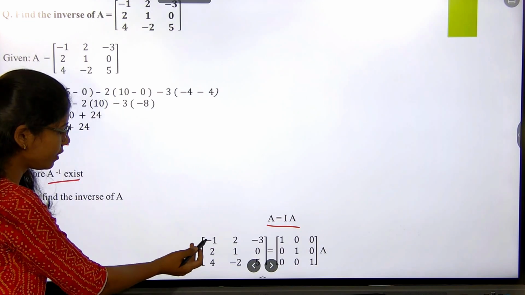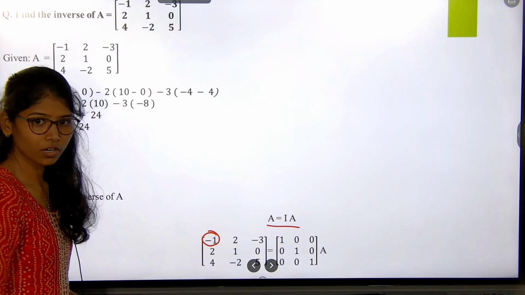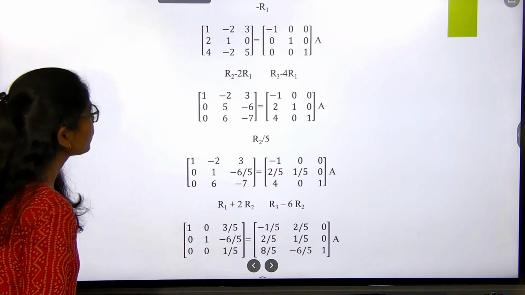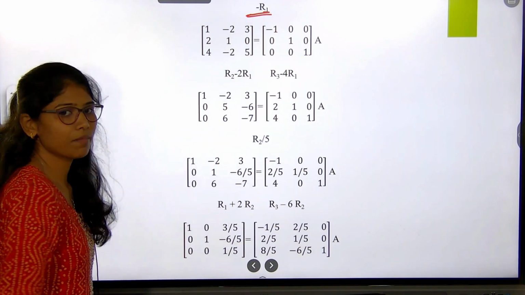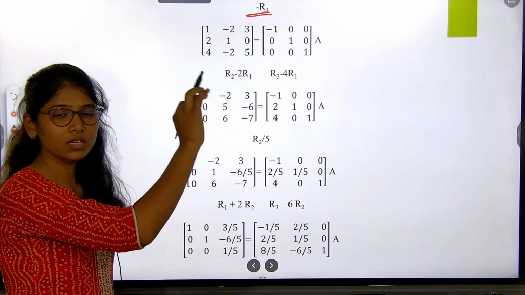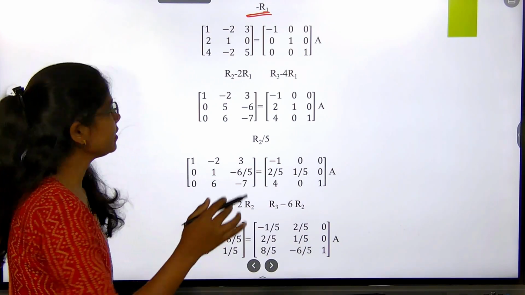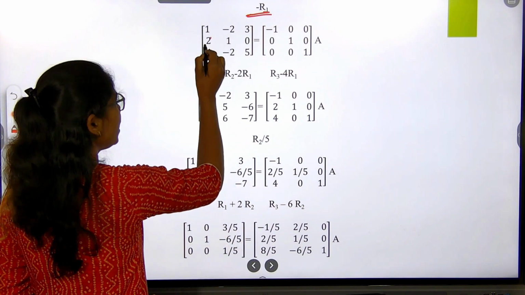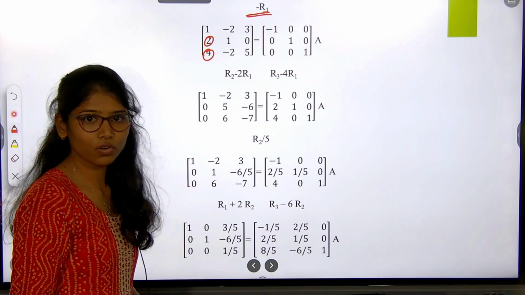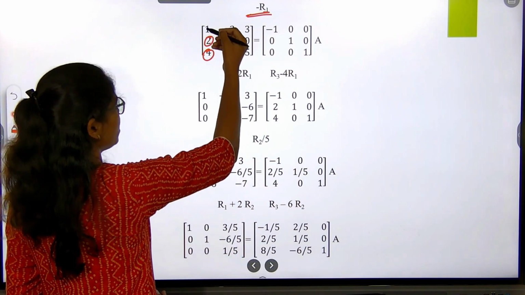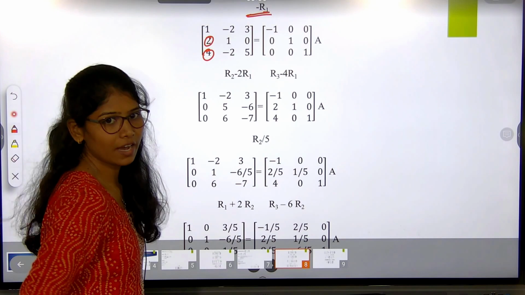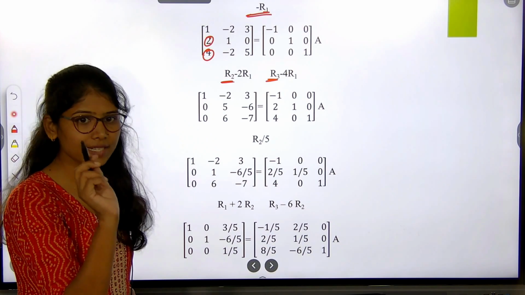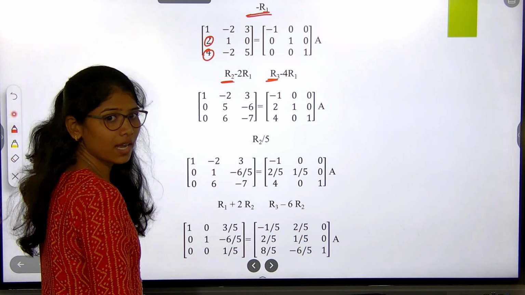So make it as an identity matrix. For that this should be 1. For that we have to multiply R1 by minus 1. So here we use the row operation minus R1. We are doing changes in R1. So write down R2 and R3 as it is and just multiply R1 by minus sign. After that this is 1. After that we have to make these 2 as 0. For this we use row operations R2 minus 2 R1 and R3 minus 4 R1, okay. So we are doing changes in R2 and R3. So write down R1 as it is and just do changes in R2 and R3.